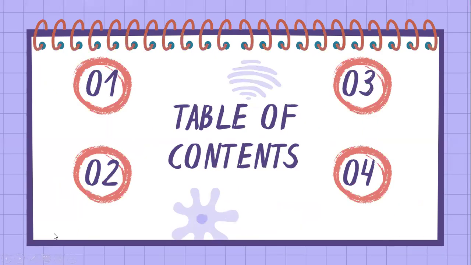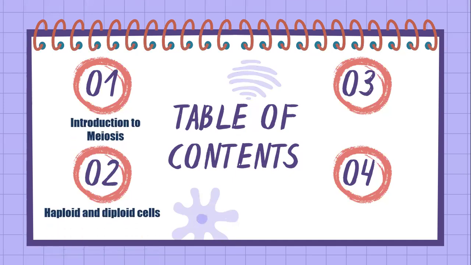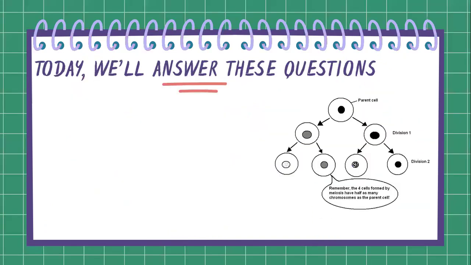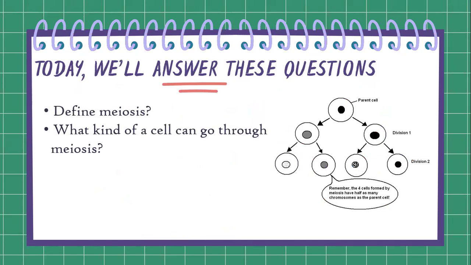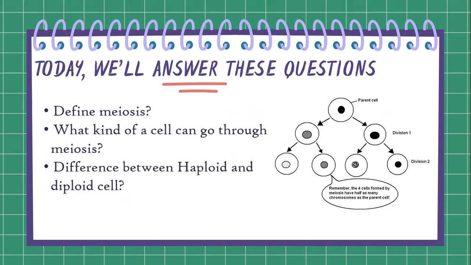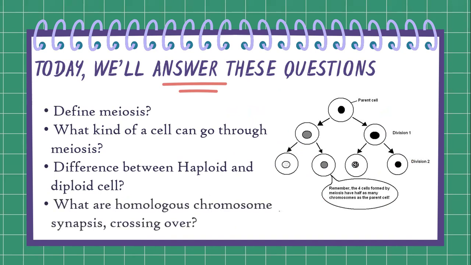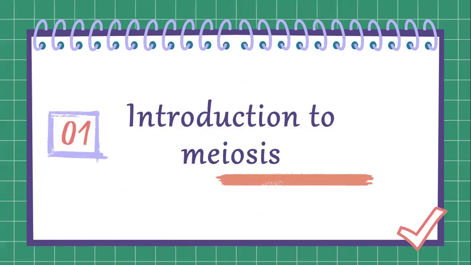Now, in the table of contents, today we will study the introduction to meiosis, then haploid and diploid cells, homologous chromosomes, and finally Meiosis I. After today's lecture, you will be able to know what meiosis is and what kind of cells can go through meiosis, what the difference between haploid and diploid cells is, and what homologous chromosomes, synapsis, and crossing over are. These are the major terms of today's lesson, and at the end, I'm hoping that you know all of these terms.